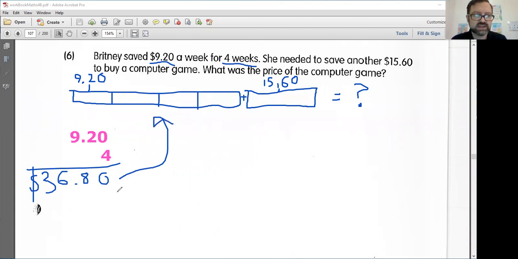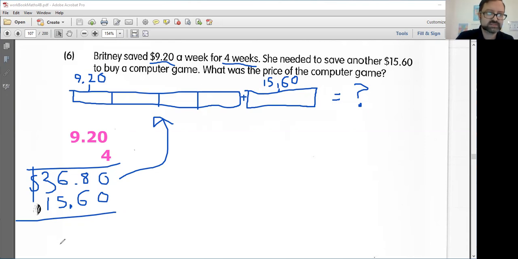Okay, then I want to add this to $15.60, and that should tell me how much this computer game is. Seems kind of expensive, but I guess that's what computer games cost. 6 and 8 is 14. Don't forget to carry your 1 or put down your decimal point.